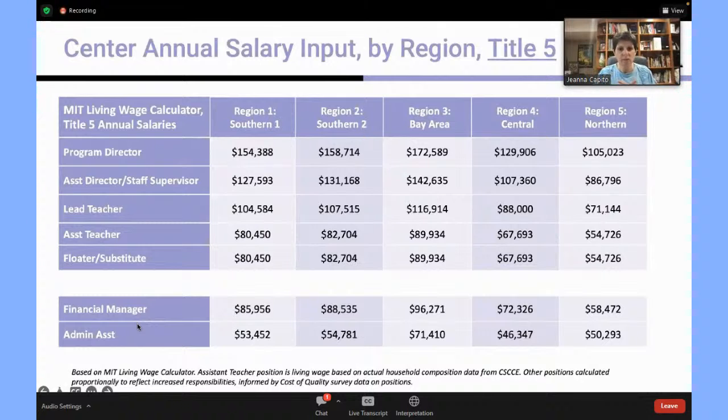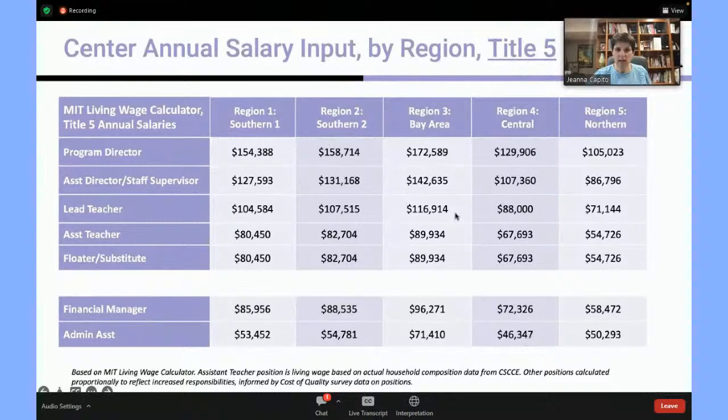Same approach where the lowest paid position in the teaching or content area of positions is based on the MIT living wage calculator, using that approach to family composition that was captured for the teacher assistant position in the California childcare workforce. So you just see the difference is that 23%. And so these are higher salaries for the Title V input.